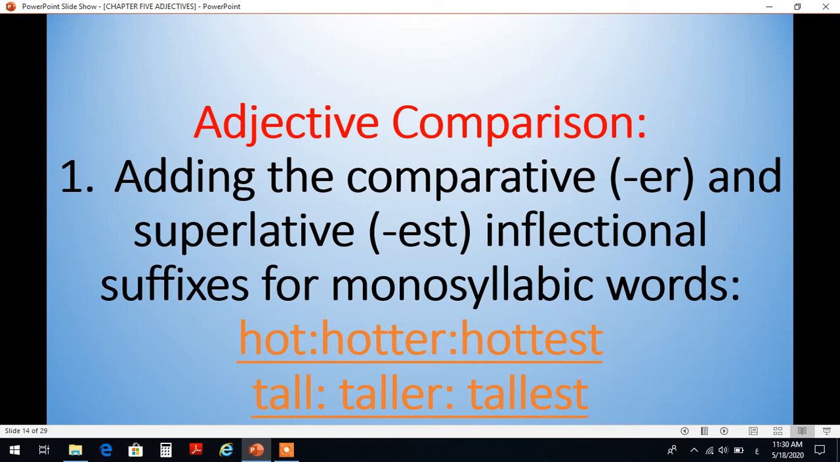Now we come to adjective comparison أو المقارنة في الصفات. Number one, adding the comparative ER and superlative EST inflectional suffixes for monosyllabic words. إذن الحالة الأولى هي أن نضيف اللواحق ER for comparative degree and EST for superlative degree للصفات المكونة من مقطع صوتي واحد. For example, hot, we say hotter, hottest. Tall, taller, tallest.